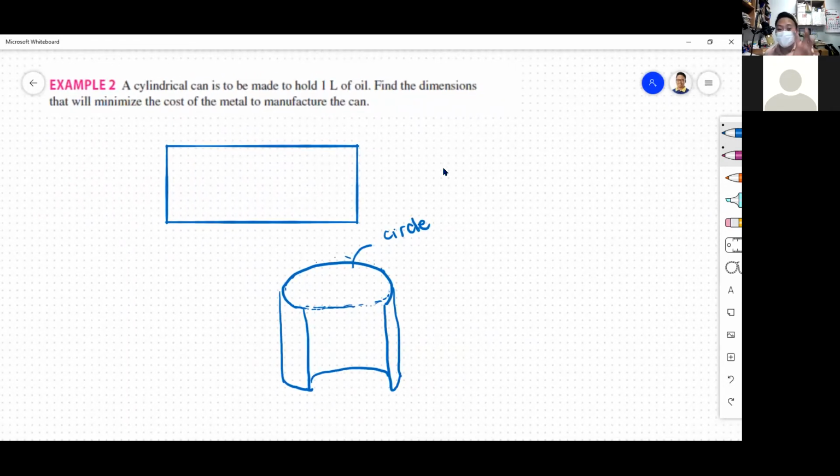So the idea here guys, dili ang volume mo i-optimize, ang shape sa can. Find the dimensions of the can that will minimize the cost of the metal to manufacture. We optimize the shape, not the volume. Are we good? Sige, go.